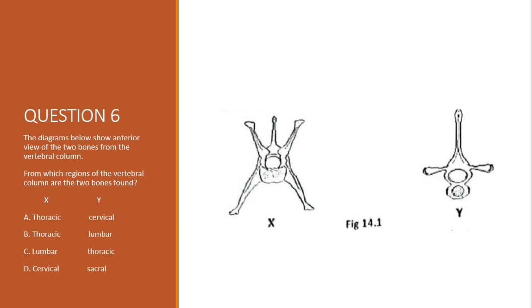So we've got A, X is thoracic, then Y cervical. Then B, X thoracic, Y lumbar. Then C, X lumbar, Y thoracic, and then D, X cervical, Y sacral. Pause the video, try to answer this question.